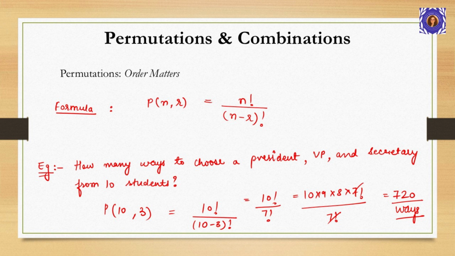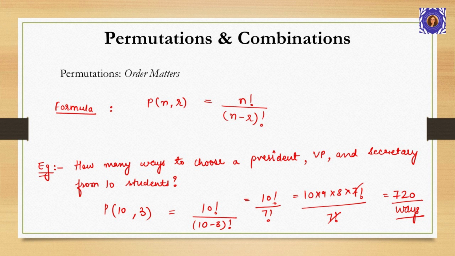The formula for permutation is P(n,r) equals n factorial divided by (n minus r) factorial. This counts the number of ways to arrange r objects selected from n total objects, where the order of arrangement is significant. Think about it this way.